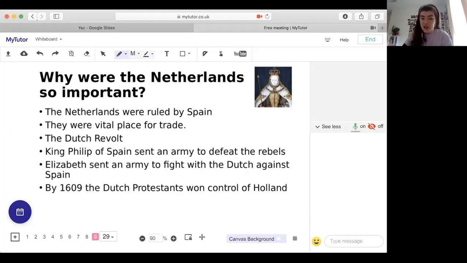By 1572, Protestant ideas had spread in the Netherlands, and Protestant Dutch rebels began a campaign for independence from Catholic Spain. So this led to the Dutch revolt. King Philip of Spain then sent an army to defeat the rebels. Following the death of the Dutch rebel leader William of Orange, Elizabeth was approached to become Queen of the Dutch. She declined, but she sent an army to fight with the Dutch against Spain. So because both England and the Netherlands are Protestant, they thought they could unite under one queen, but Elizabeth doesn't want to do that. She just wants to help. She wants a Protestant ally.